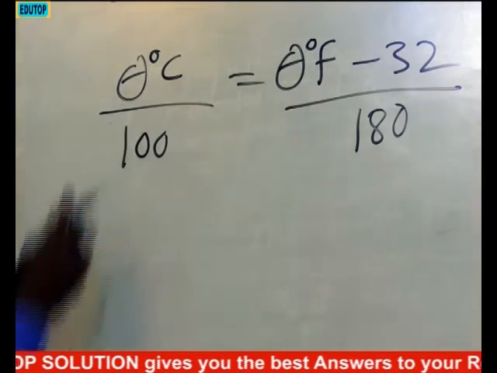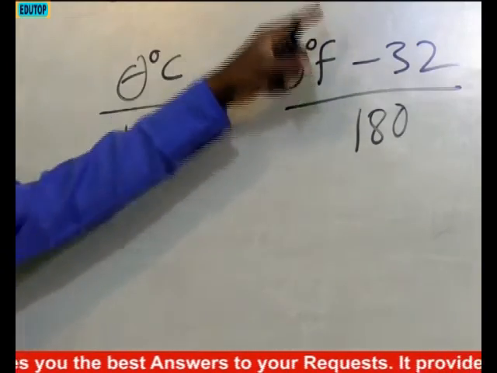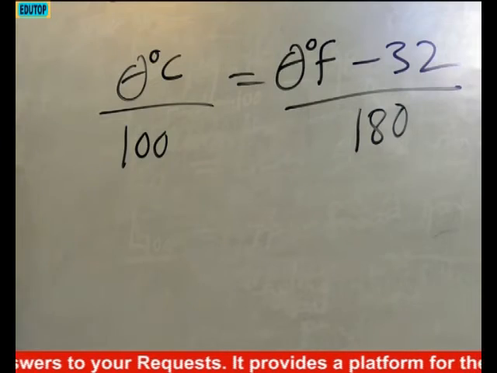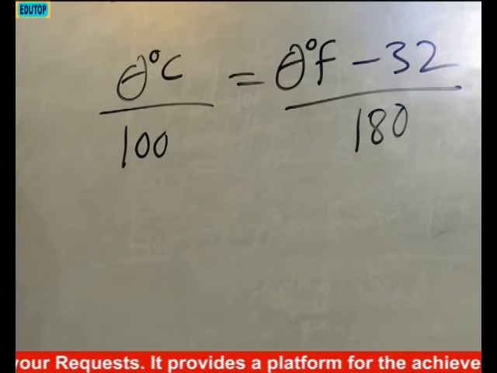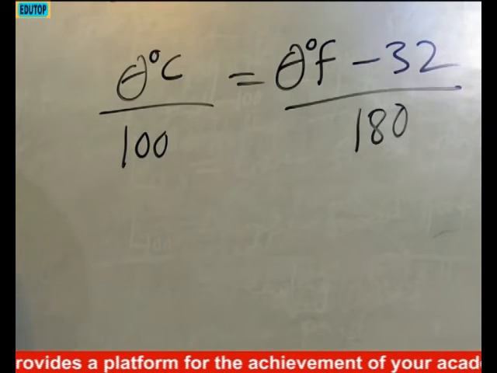We can use this formula to convert from centigrade to Fahrenheit, and we can also use it to convert back from Fahrenheit back to centigrade. So we should take note of this formula. Then right now we are going to solve some questions.